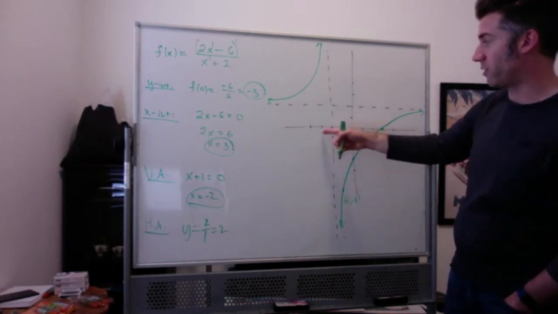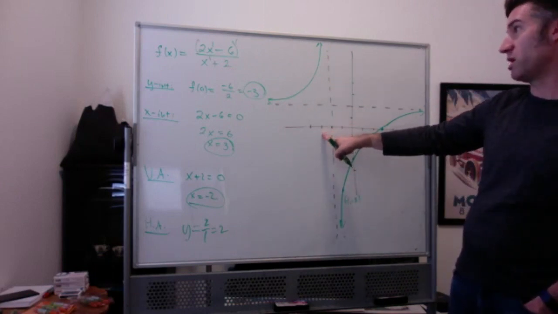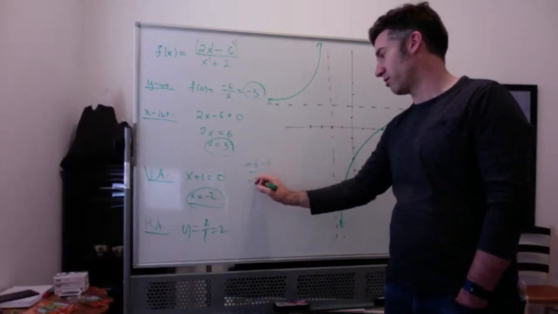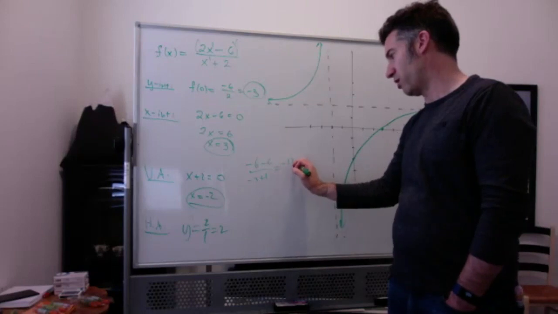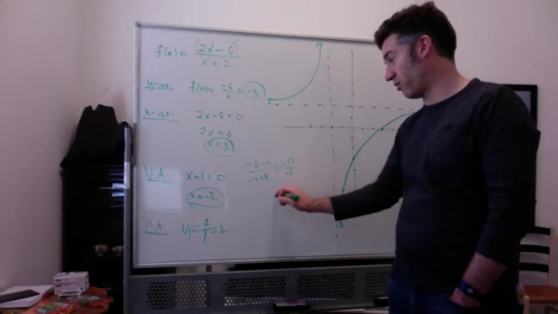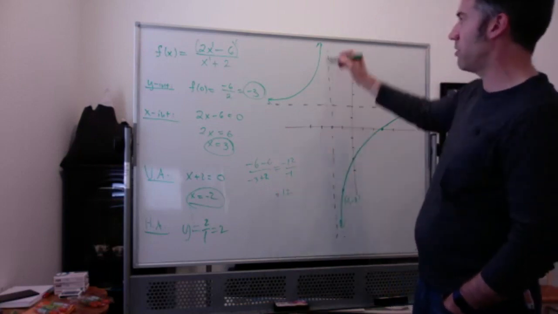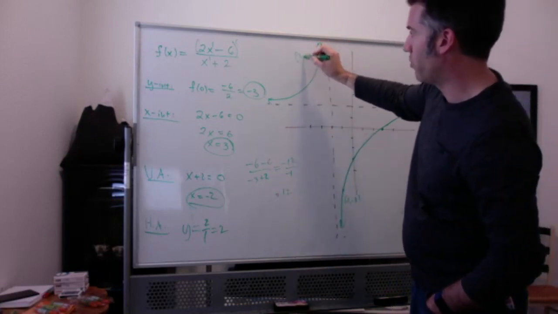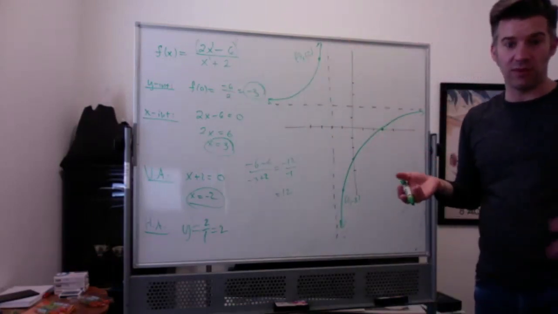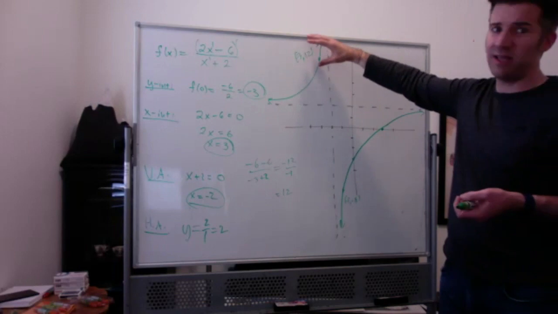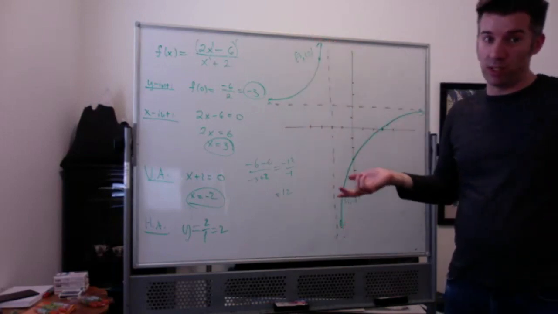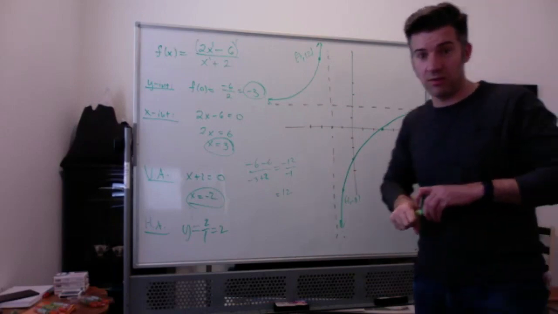And then you could go further left and plug in -3. If you plug in -3, you get -6 minus 6 over -3 plus 2, which is -12 over -1, which is positive 12. So at -3, I'm getting positive 12. You can do that if you're not really sure if it's above the x-axis or below the x-axis. I'm going to pick another point to plot to help me figure out which way it's going. That is a perfectly fine thing to do.